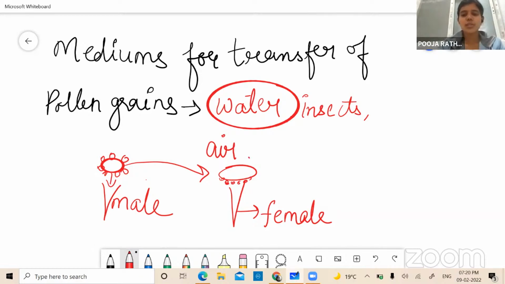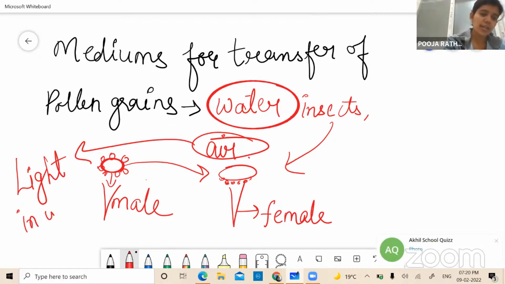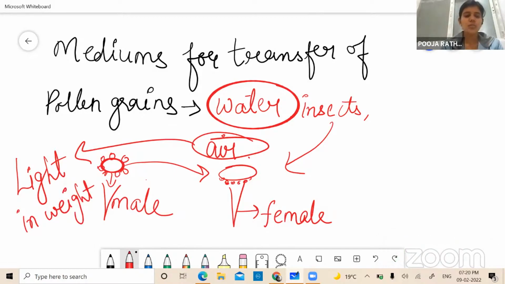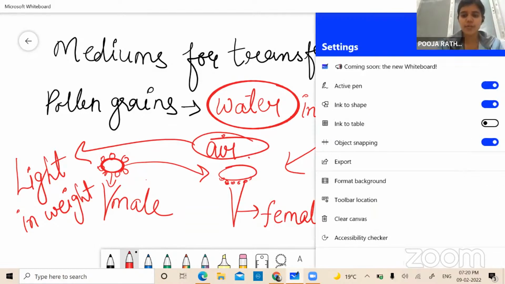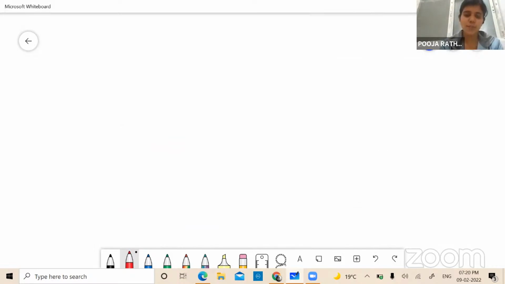So in this way, the insects transfer the pollen grains, and through air, only those pollen grains could be transferred which are light in weight, so that they can be transferred easily. So I think it's quite understood what the different mediums are through which pollen grains could be transferred.